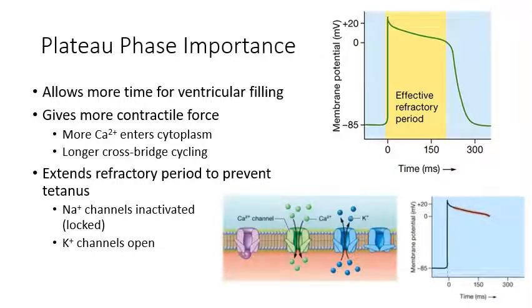So the plateau phase, as I mentioned, is really important for the function of the heart. It extends the length of the action potential in a regular cardiomyocyte. That allows for more time for certain things to happen. For one thing, it allows more time for the ventricle to fill up with blood. When the ventricle is all the way full of blood, then you can have the most efficient heartbeat that pumps the most amount of blood out of the heart.